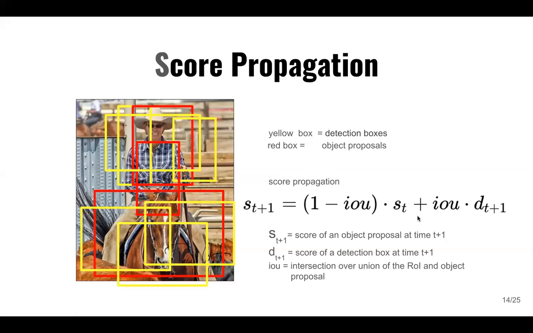Suppose at the beginning I have S0, which is initialized to 0. Then I get a few detection boxes in that image. Then I compute the overlap, which is the intersection over union, between the detection box and these object proposals. For each object proposal I select the detection box which has the maximum overlap, and then propagate its score based on the overlap between those two.